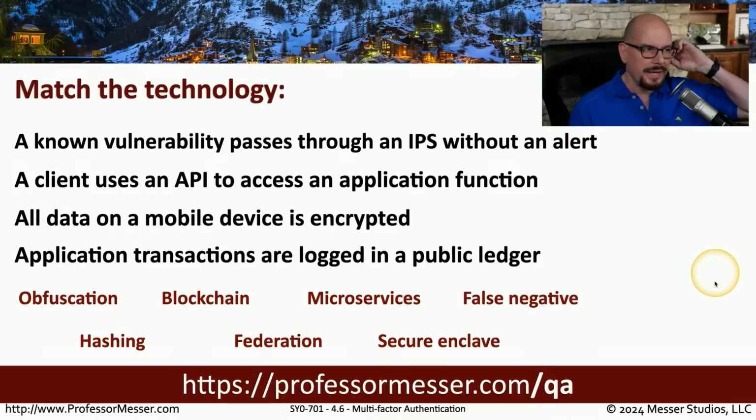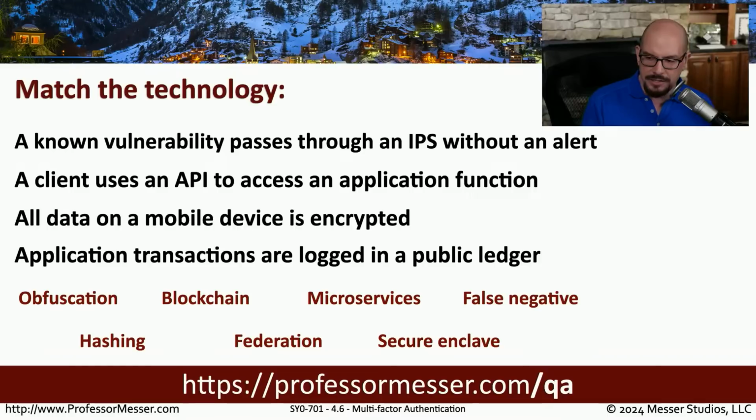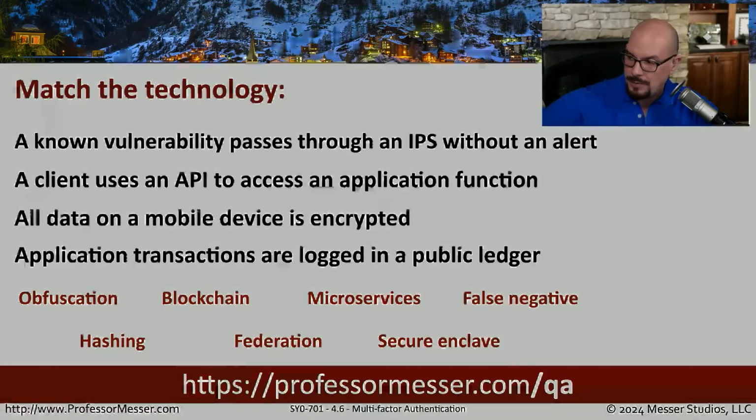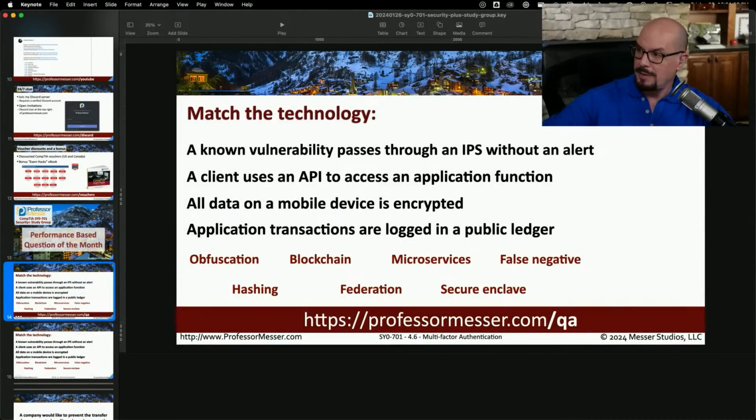Now, let's step through each one of these and see if what I have on my side matches what you have on your side. Let's start with the very first one on our list, which is a known vulnerability passes through an IPS without an alert. And if we were to have a look at the differences for those, I think we can probably step through them.